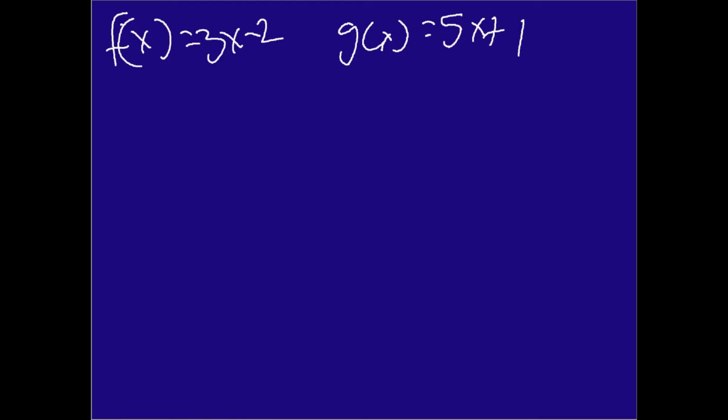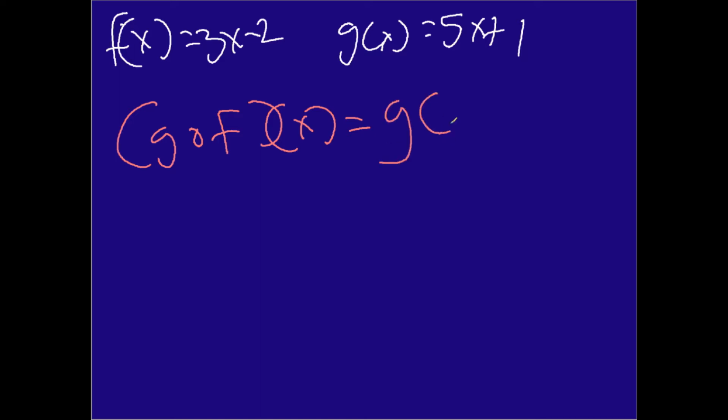Now let's do the opposite. This time we're going to find g circle f of x. And we know what that means. We know that that means that g is going to be the outer function and the inner function is going to be the 3x minus 2, because that's what f of x is. So 3x minus 2.